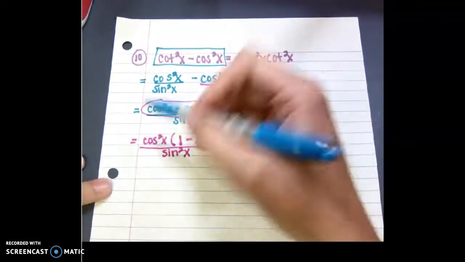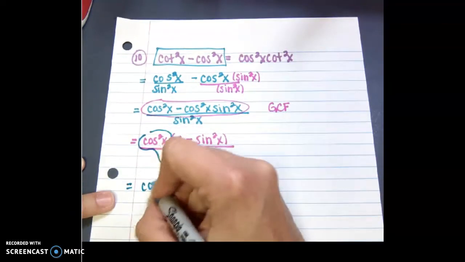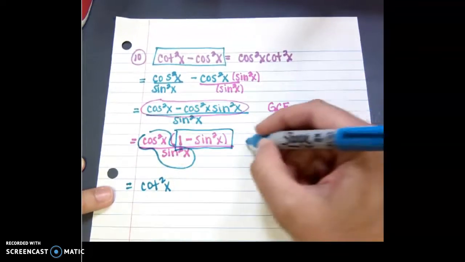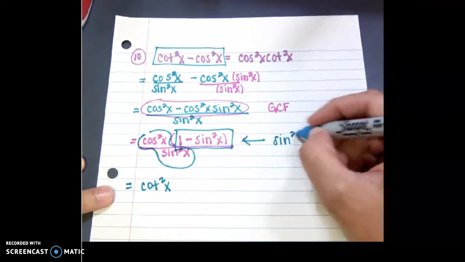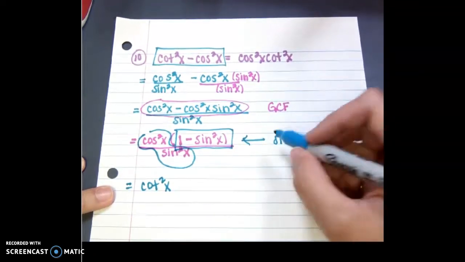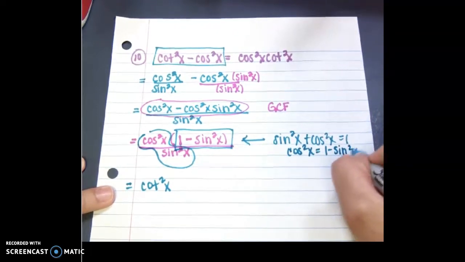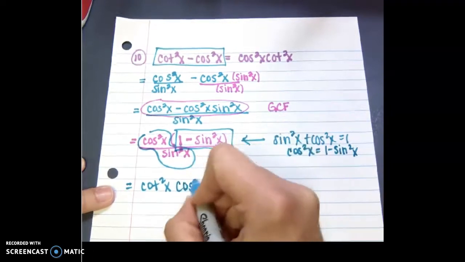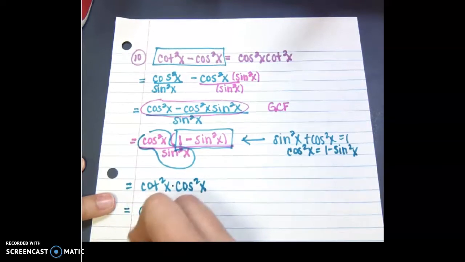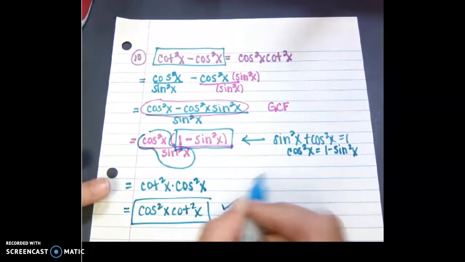Okay, so cosine squared over sine squared is cotangent squared x. And then remember, sine squared x plus cosine squared x equals 1. So if we rearrange this, cosine squared x is 1 minus sine squared x. So that means that part right there is cosine squared x. So those are multiplied together. If we just rewrite it with cosine squared x first, then it will look exactly like that right-hand side.